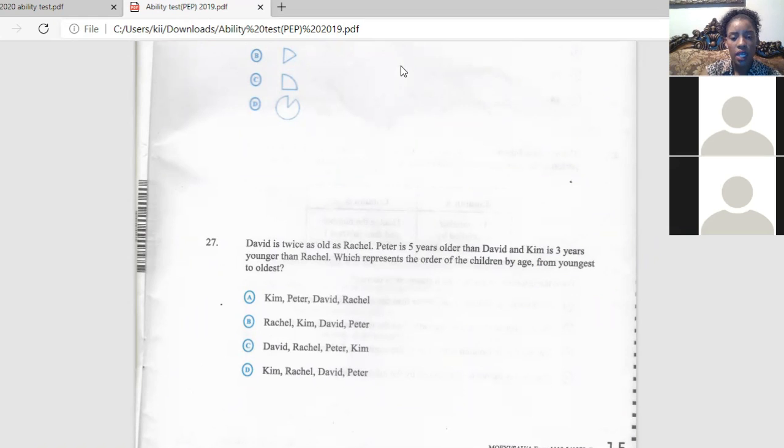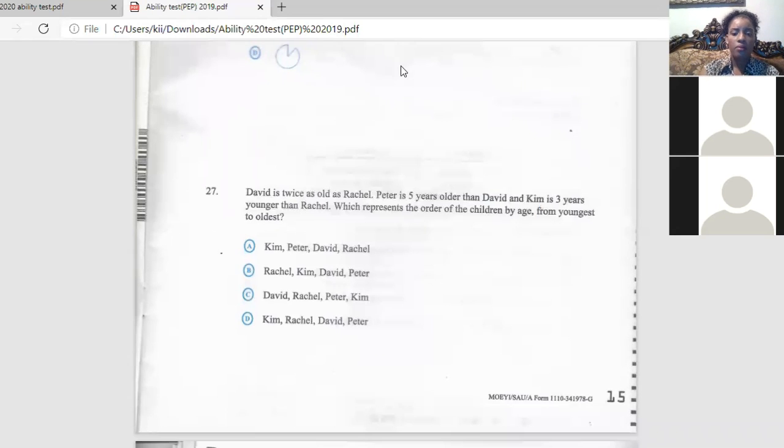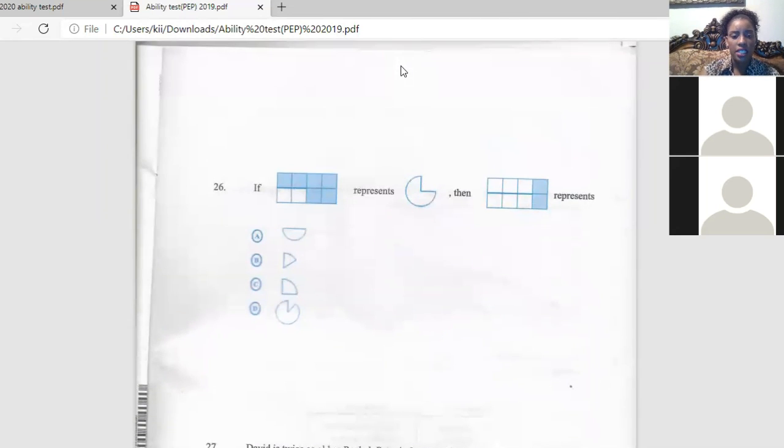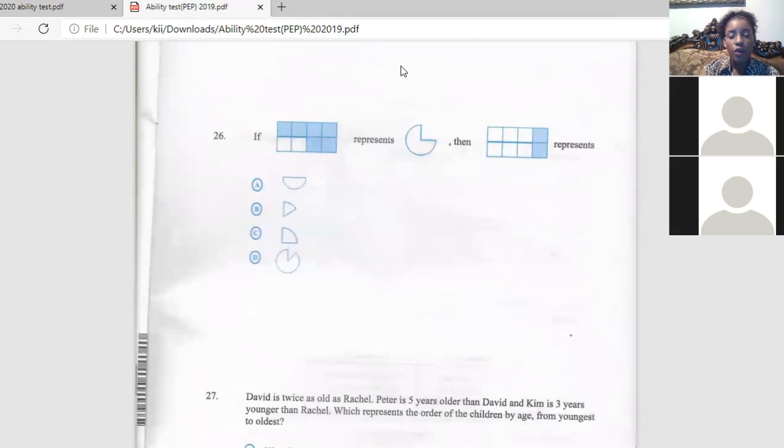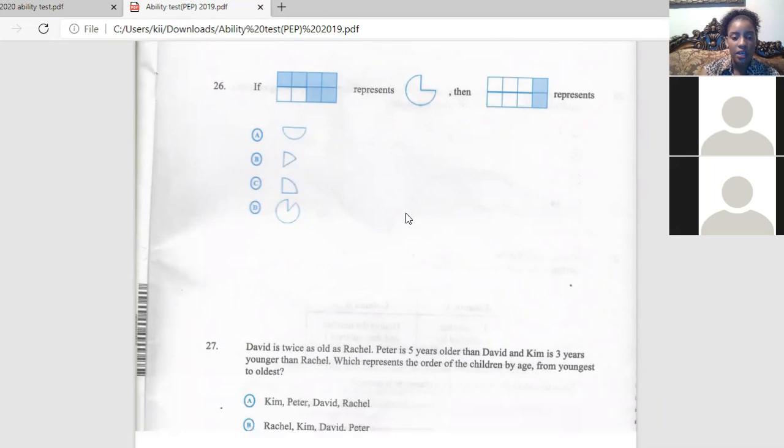David is twice as old as Rachel. Which order? Okay, this is a sequence. Once it speaks about order, it's a sequence. So the question at number 26, that's a fraction question. However, we're not seeing that on the 2020 paper. It's not sure that it will come on the 2021 paper or a question like this, but you might have a question that is still on fractions, even though it's not looking like this question.